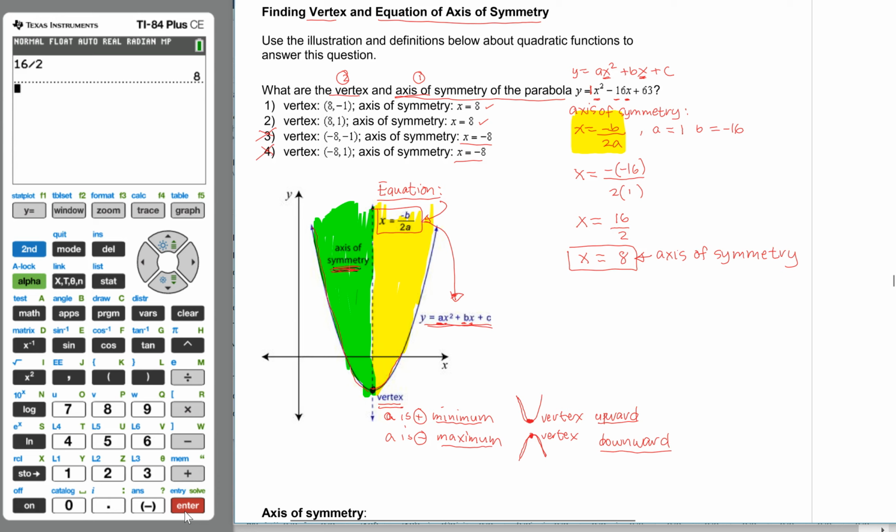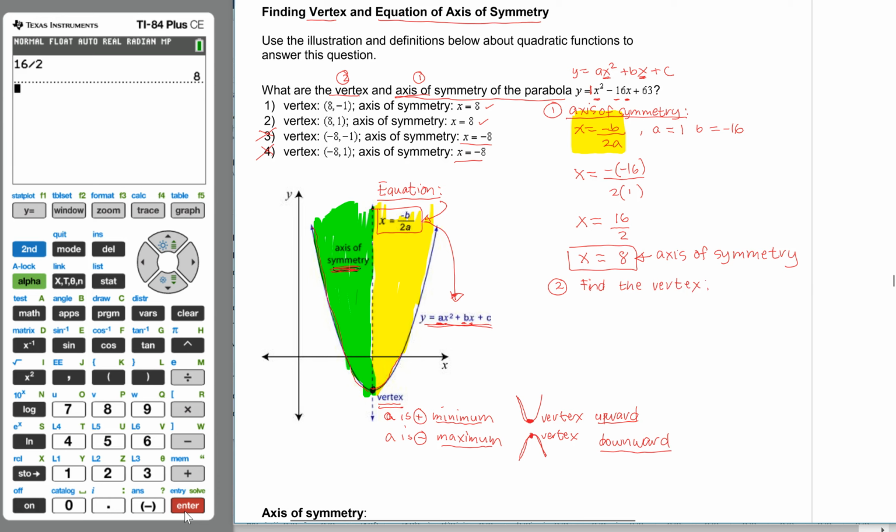Now, how to find the vertex now? So to find the vertex here, we simply plug in the value of x here, the axis of symmetry, and the given function. So first, we find the axis of symmetry. Then second, we find the vertex.